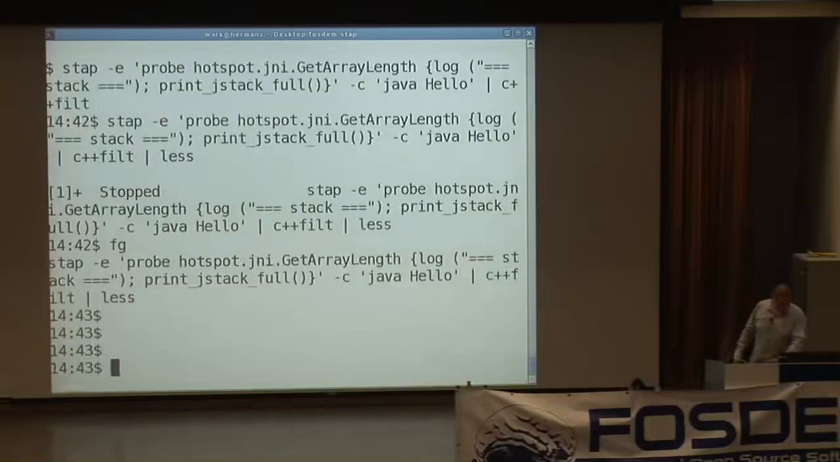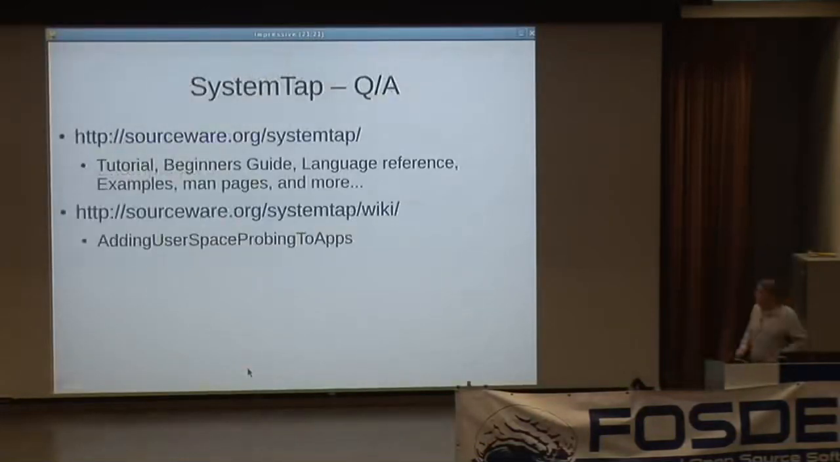Okay. Shall we take some questions? Wait, I must at least give you these two URLs. All my examples were a bit simple because I didn't have that much time to explain everything, but there's a really nice examples page, and there's a beginner's guide which explains a lot about the examples. And there's also a wiki where you can learn how to precisely put user space probes in your application.